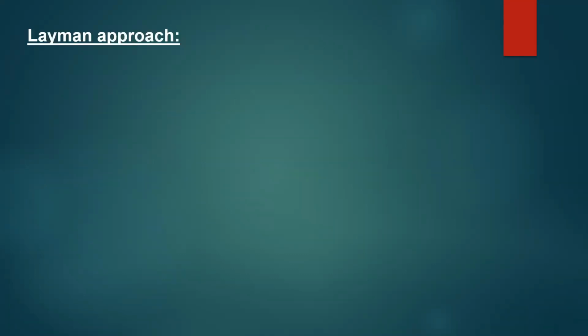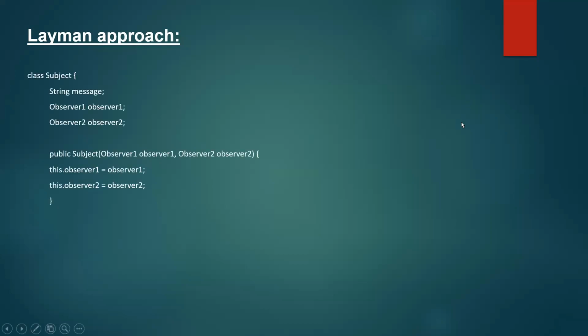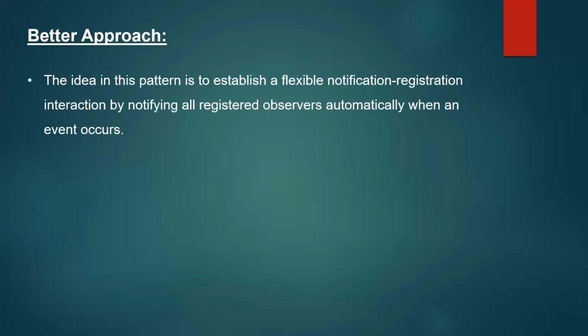First, let us see the layman approach. Here we have a class Subject that updates the dependent objects observer1 and observer2. This makes it impossible for the subject to change independently, right? As the subject needs to be updated for each addition or removal of an observer. So we can say this is an inflexible way to define a one-to-many dependency between objects, as the objects here are tightly coupled. Now let us see a better approach.